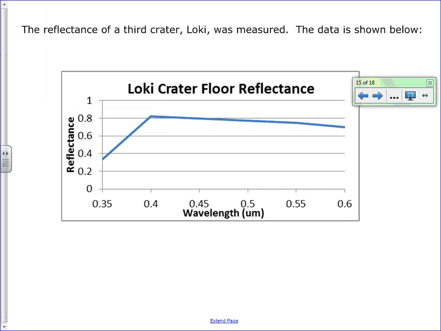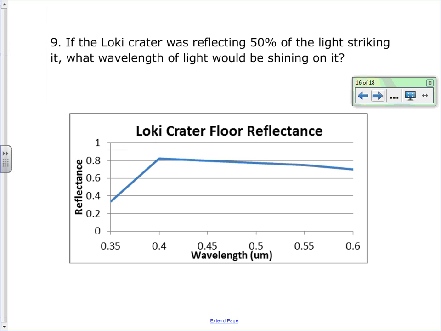If you are pressing play at this point, that means you are ready to answer the last 2 questions. So question 9 says, if the Loki crater was reflecting 50% of the light striking it, what wavelength of light would it be shining at? Now you have to be careful here because you notice they're giving you the reflectance and asking you for a wavelength. What'd you get? 0.37 micrometers. All right, because we're starting with 50% reflectance, which would be right here, and going down to get 1, which should be 0.37. All right.